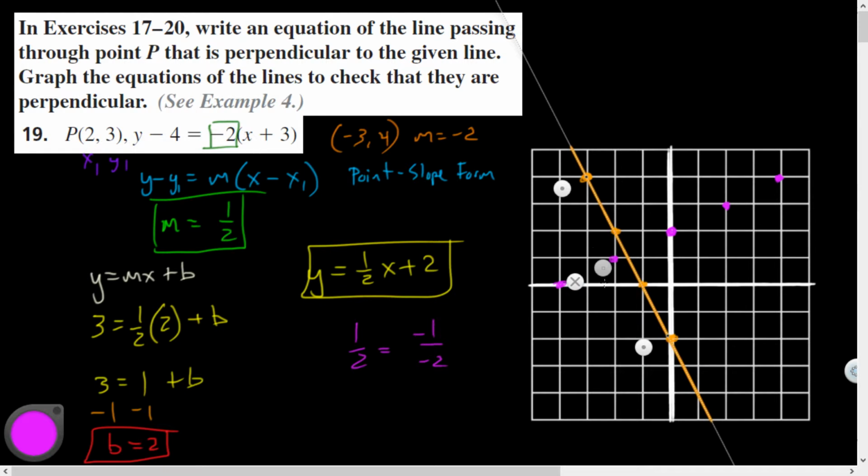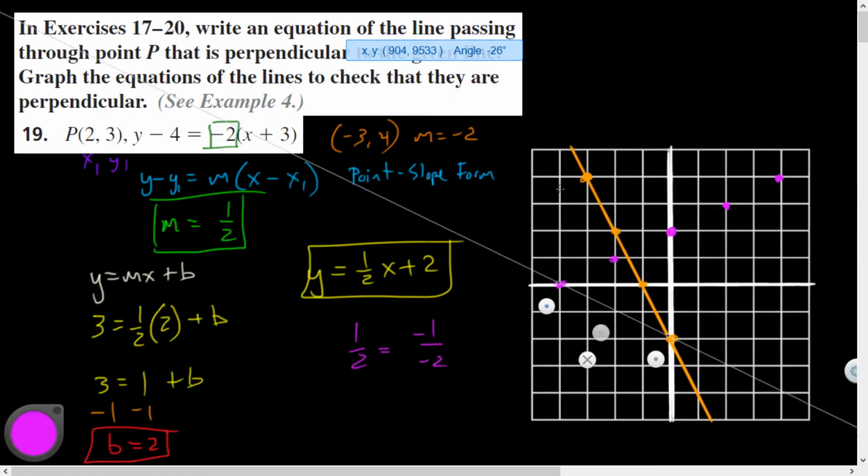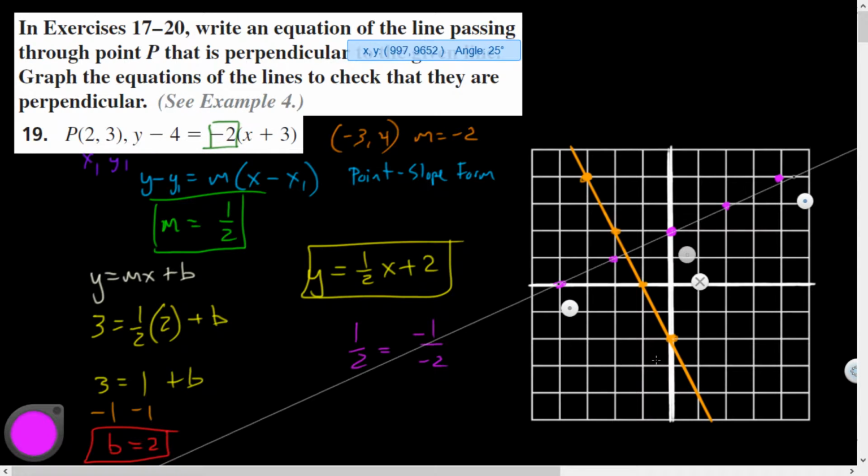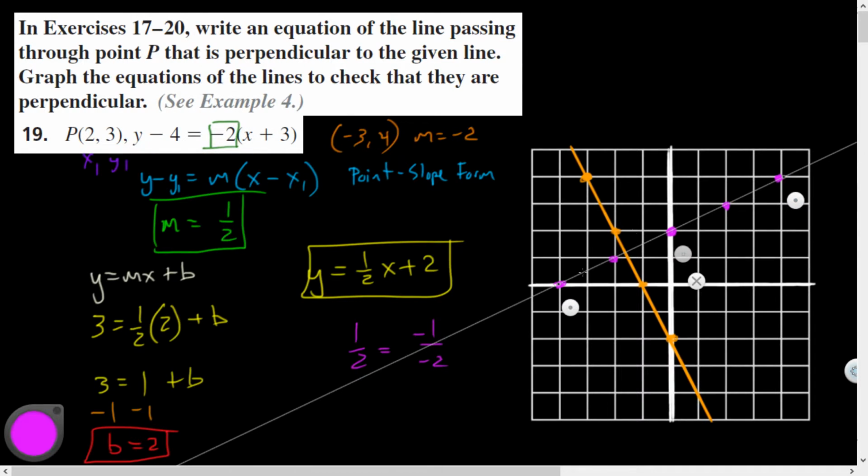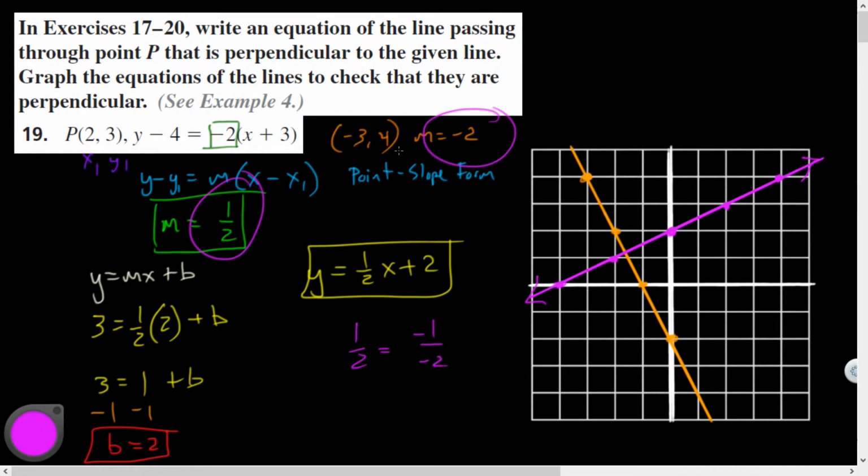And if I draw that line, something like that. And that looks pretty perpendicular to me, and we know that it's perpendicular because the slopes happen to be opposite reciprocals, and that works out. Even though this point of intersection is at a weird spot, I know that it still works out.